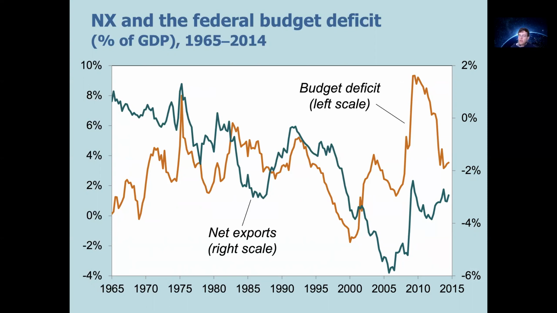So let's look at how this graph works. Net exports are on the right scale.